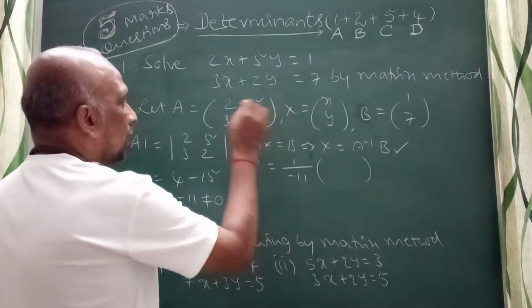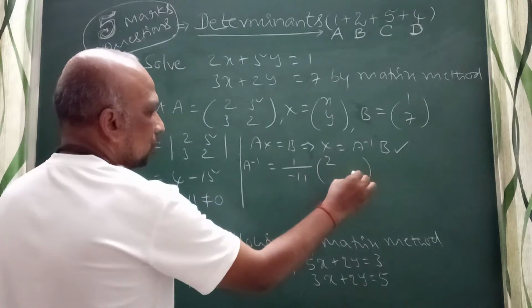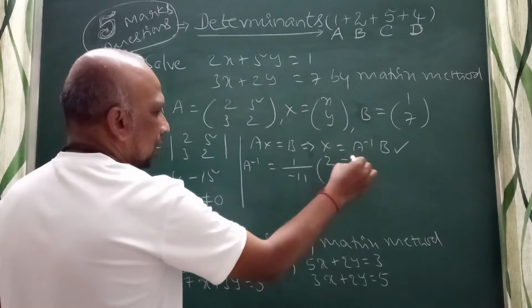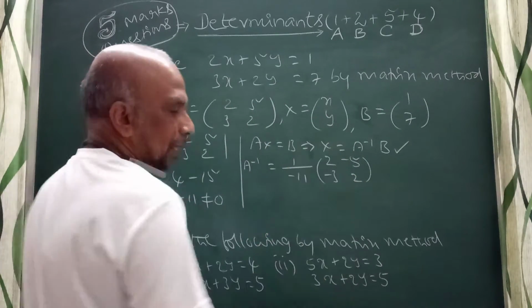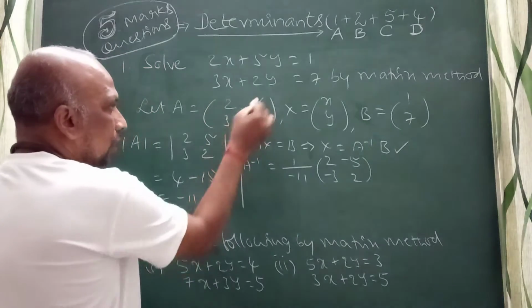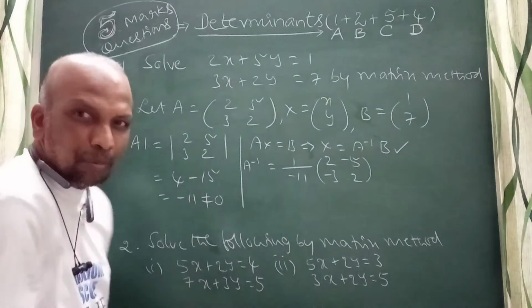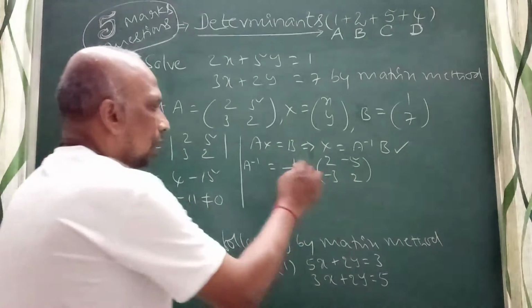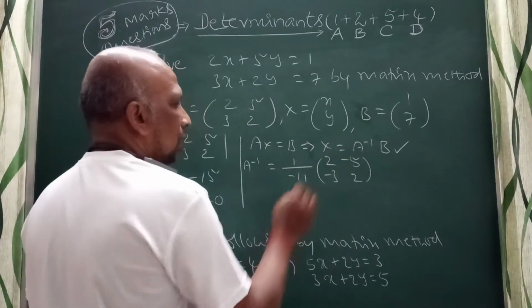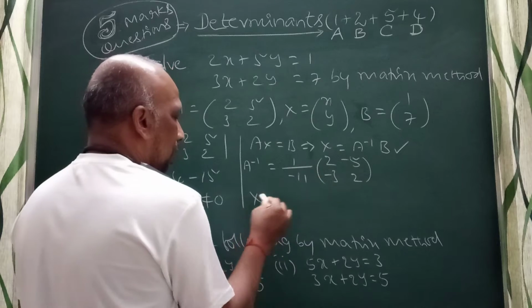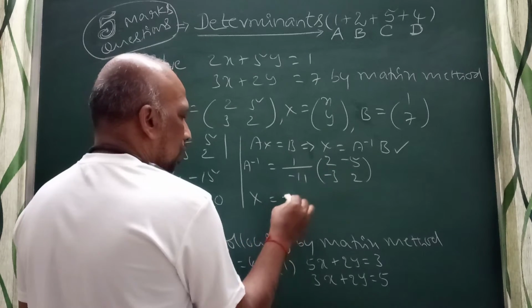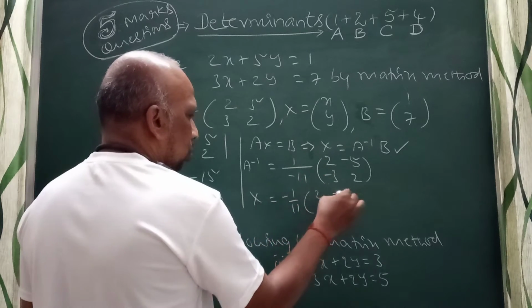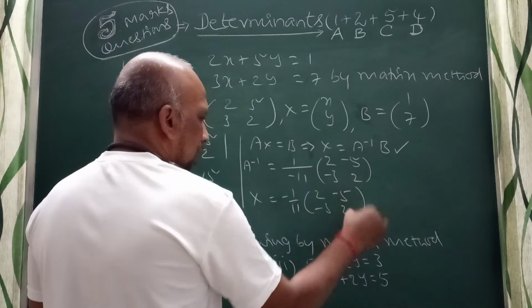How to get adjoint A? Just interchange these two, and change the sign of these two, minus 5, minus 3, for a 2 by 2 matrix. Luckily both diagonal elements are the same, so we will get the same thing: 2, 2, minus 5, minus 3. This is A inverse. I want X equal to A inverse B. So A inverse is minus 1 by 11 times 2, minus 5, minus 3, 2.